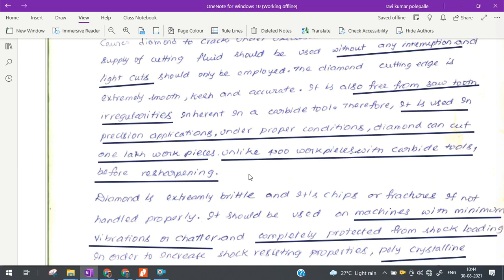So this is one point which has to be appreciated. You can cut as many as 1 lakh workpieces before we may need to go for resharpening. On the contrary, if you use the carbide tools, we can cut only 400 workpieces.